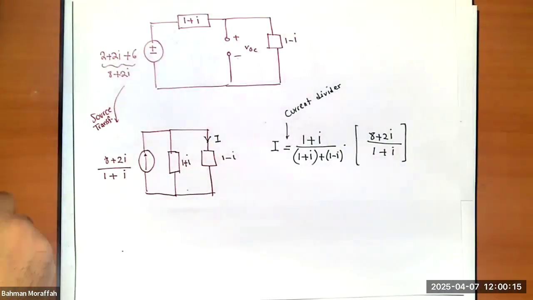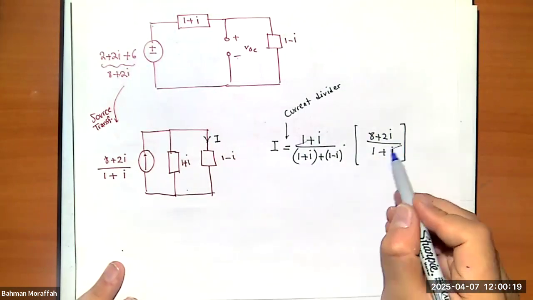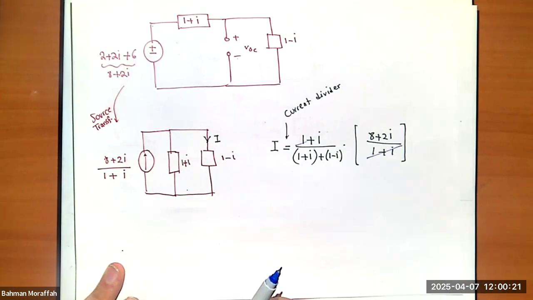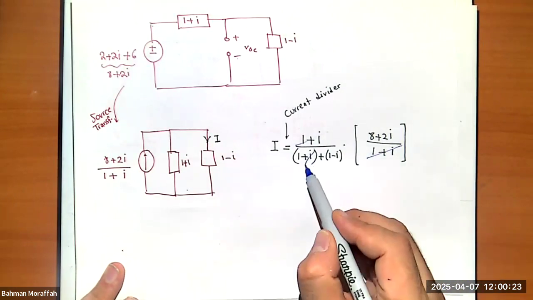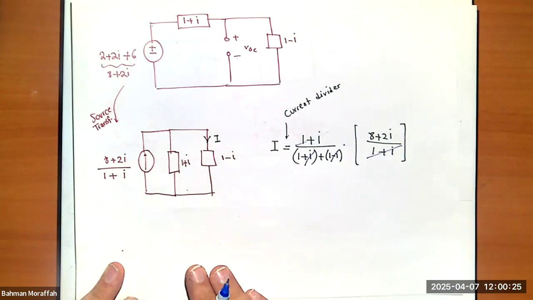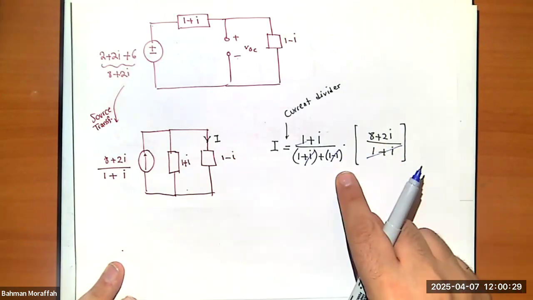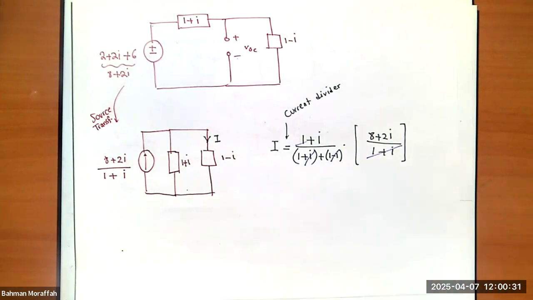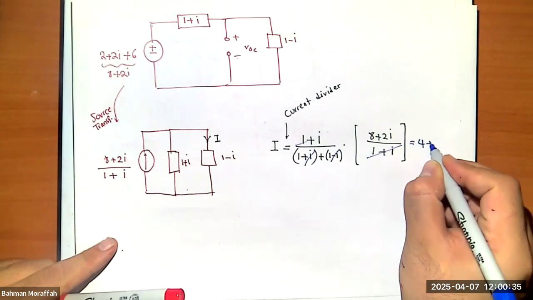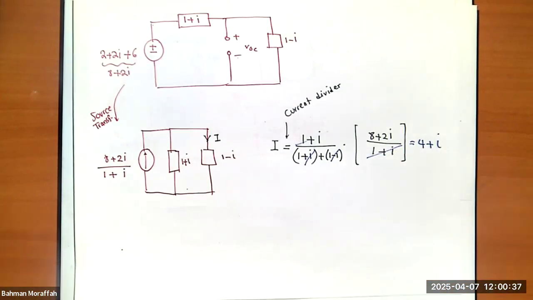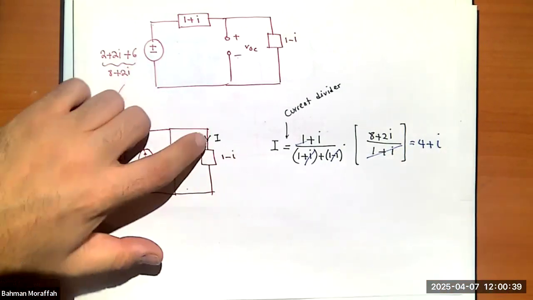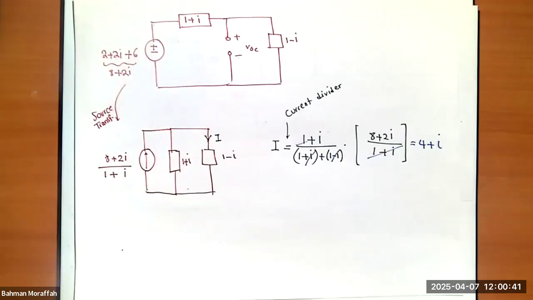All right. This is easy. This 1 plus I cancels this 1 plus I, right? This I cancels this, right? So all I have is 8 plus 2I divided by 2. So this is 4 plus I, right? If I know current through this, what is voltage across it?